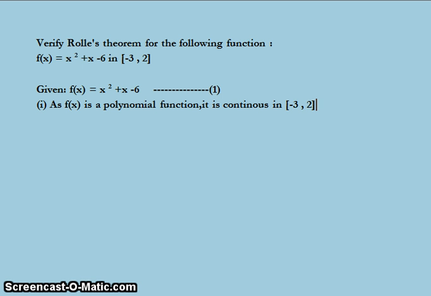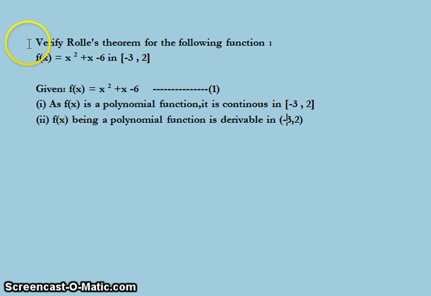Now here, since f(x) is equal to x square plus x minus 6, which is a polynomial function, it is continuous in the interval -3 to 2. The next condition is that the function should be derivable in the given interval. Since f(x) is a polynomial function, it is derivable in the interval -3 to 2. The third condition is that f(b) should be equal to f(a).